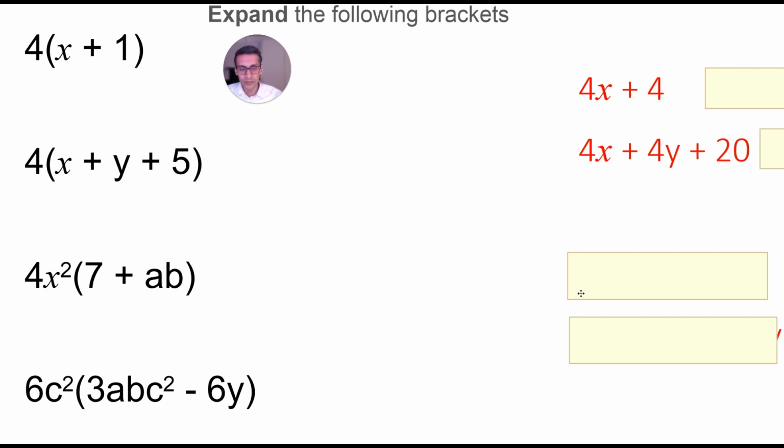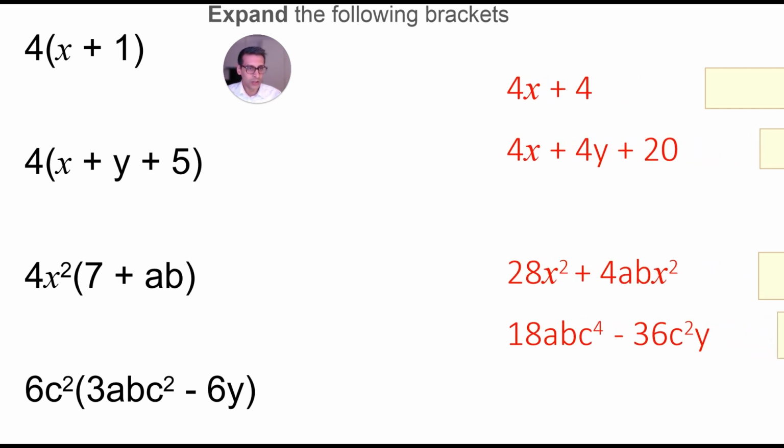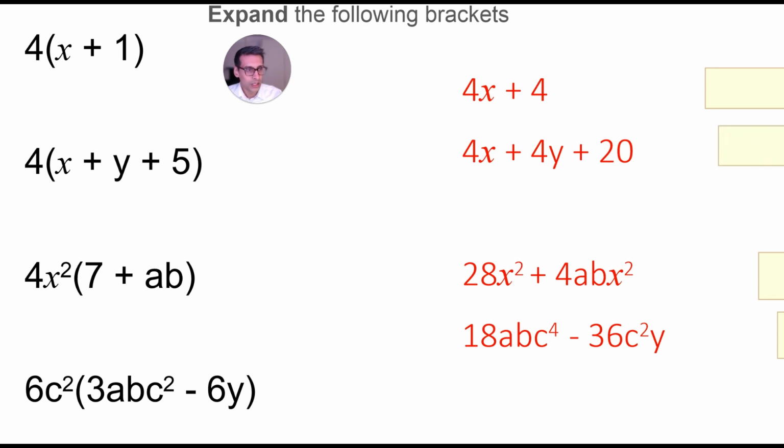4x squared times 7 is going to give you 28x squared, and then you've got 4x squared times ab, so that will be 4abx squared plus. And here we have to be careful with the signs and also the multiplication. So for the first part, you're going to do 6 times 3 is 18, and then we've got 1a, we've got 1b, and then you've got c squared times c squared is c to the power 4. And then we're going to do 6 times negative 6 is negative 36. And then c squared times y is just c squared y. So those are the answers to the questions, just as a warm-up.